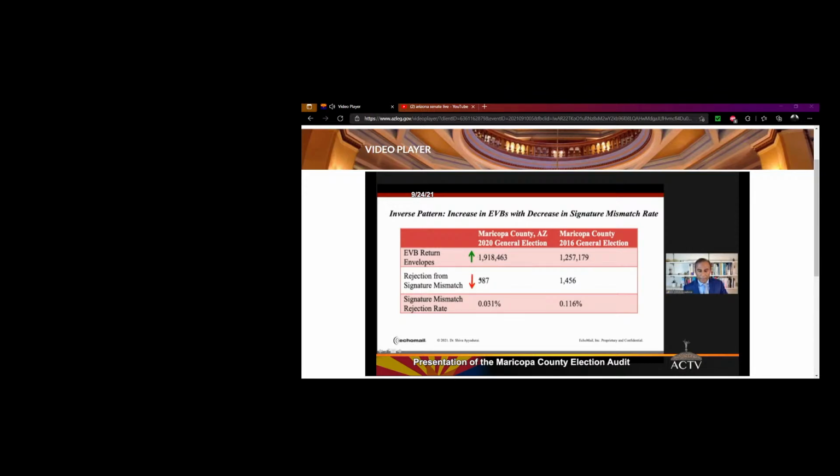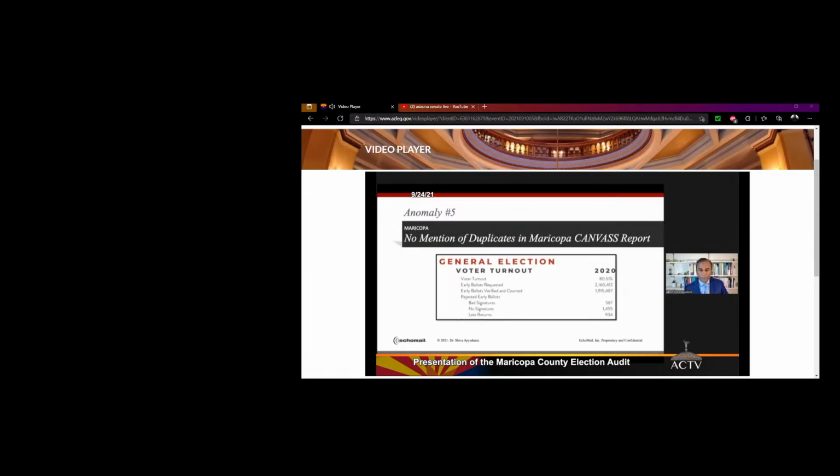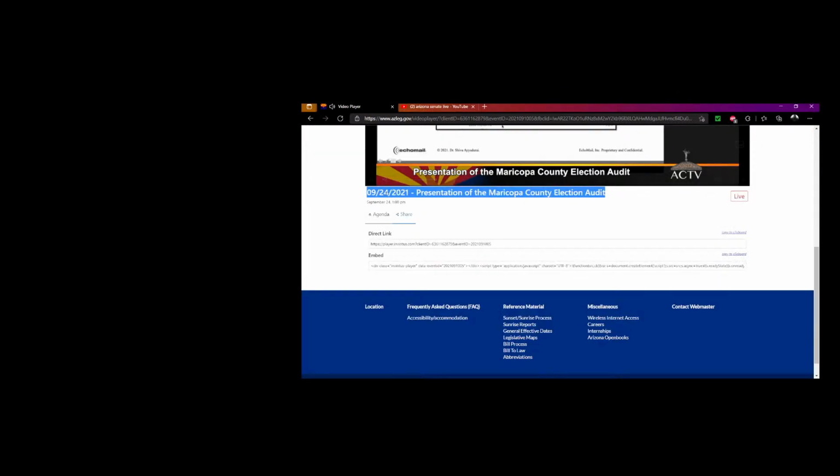So this went up, the other two came down. A very interesting inverse relationship, which would be, again, one of the questions we have for Maricopa officials. Anomaly number 5 is there's no mention of duplicates in Maricopa Canvass report. Again, if you look here, here's a Canvass report. There's no mention of duplicates here.